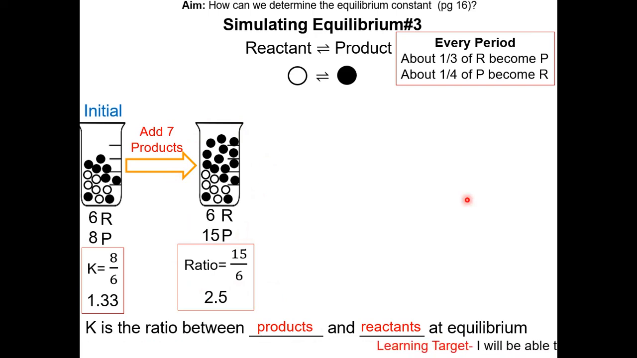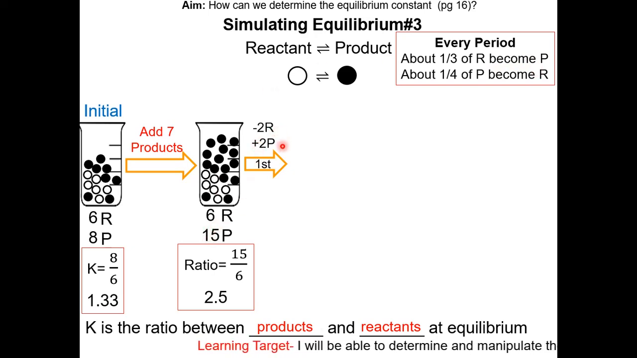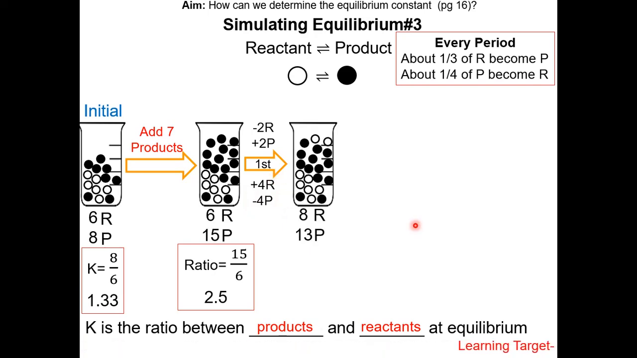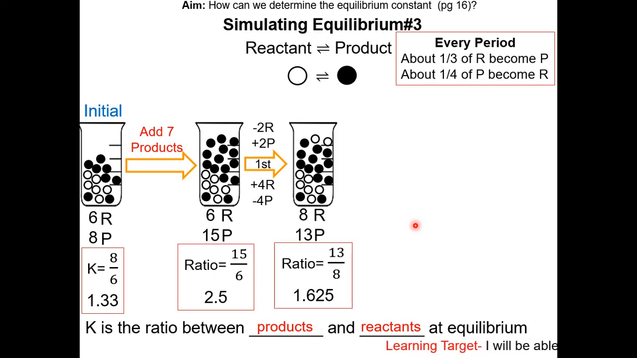Now let's begin the reaction. In the first period, for the forward reaction, about 1/3 of reactants become products. 1/3 of 6 is 2, so 2 reactants become products. In the reverse reaction, about 1/4 of products become reactants. 1/4 of 15 is about 4, so 4 products become 4 reactants. We still have 21 particles, but now we have 8 reactants and 13 products. The ratio will be 13/8.